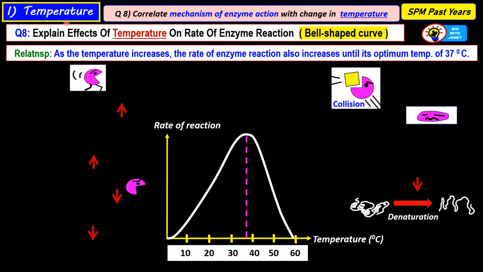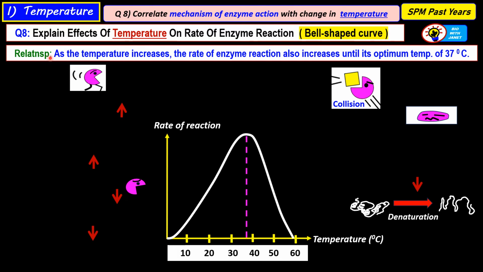So firstly, let's talk about the effect of temperature on the rate of enzyme reaction. Okay, sometimes it can be asked in this way: correlate mechanism of enzyme action with changes in temperature. All right. Now, firstly, the graph that is plotted of the rate of reaction against temperature is a bell-shaped curve. Okay, so you have to explain every part of this bell-shaped curve.